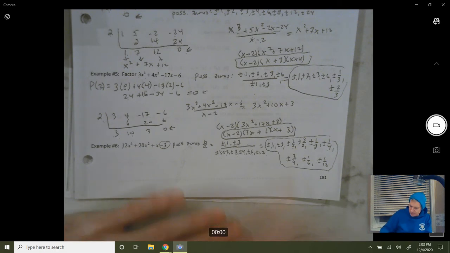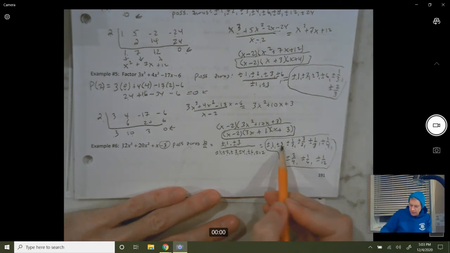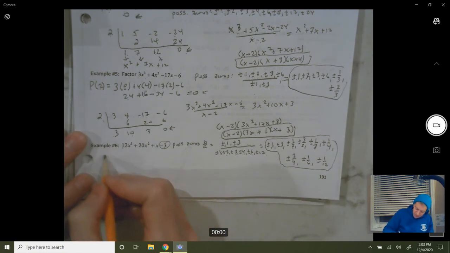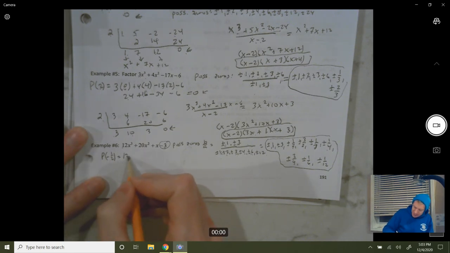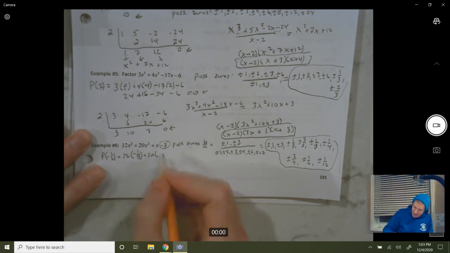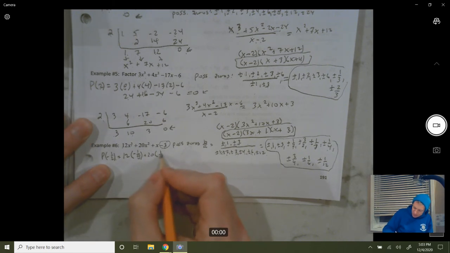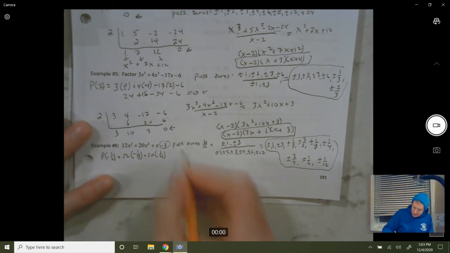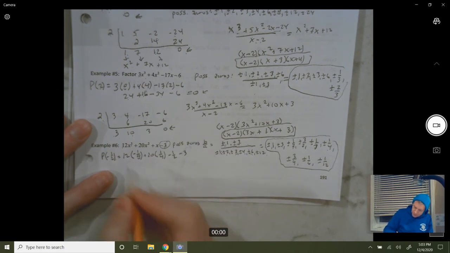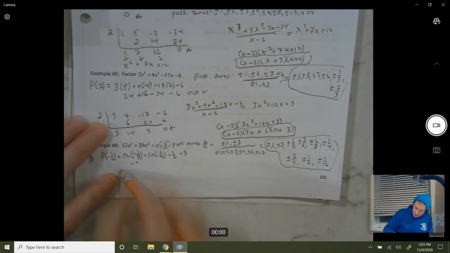I went through and tested 1, negative 1, 3, negative 3. The first one I got to work was negative 1 half. So P of negative 1 half, so that's 12 times negative 1 half cubed, which is going to be negative 1 eighth, plus 20 times negative 1 half squared, so that's positive 1 fourth. Oh, this problem is just evil. Minus 1 half, and then minus 3. Okay, so that's going to be negative 12 eighths, or negative 3 over 2, right?